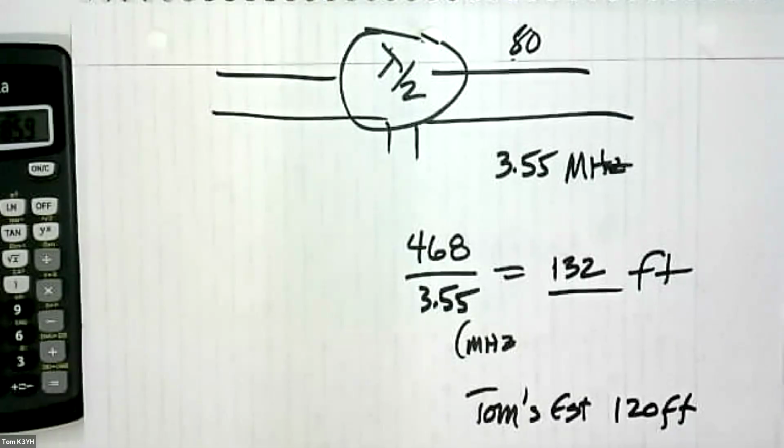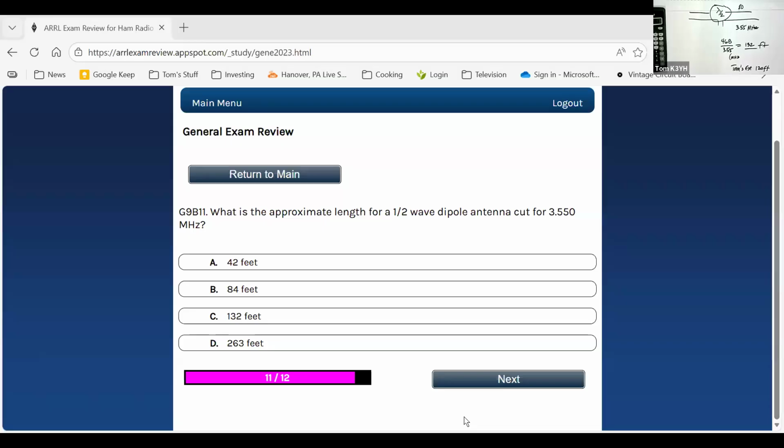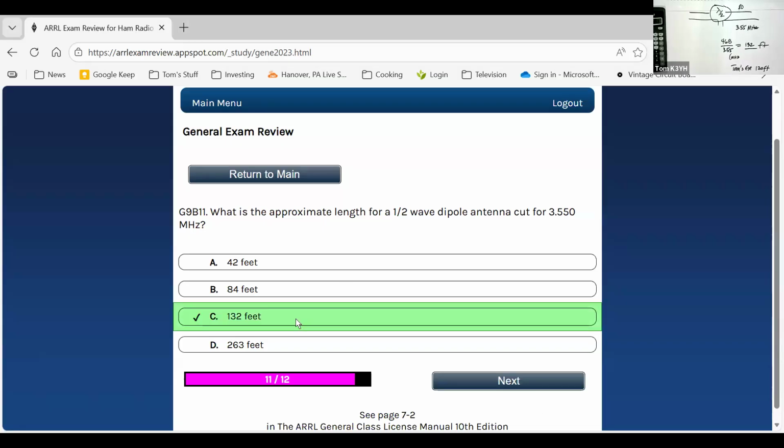We'll go back over to the question, and you can see the choice here is 132 feet. So remember that the length in feet is 468 divided by the frequency in megahertz. Don't convert the frequency to hertz, and don't get confused between feet and meters. Just divide 468 by this number and you'll be good.